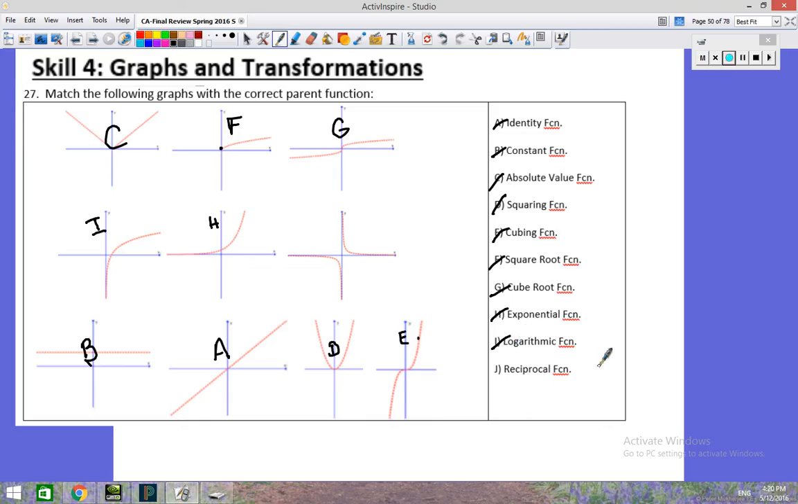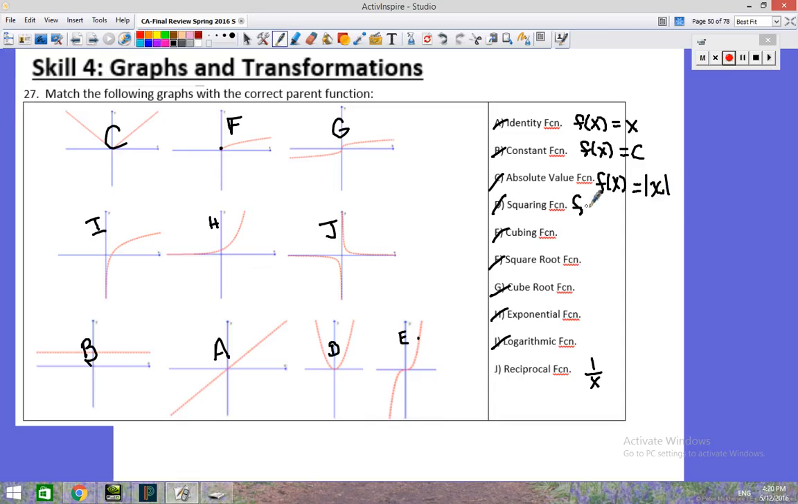The reciprocal, 1 over x, it's undefined at 0. It has a domain of all real numbers except 0. And I should probably go through the equations. The identity function, the equation would be f of x equals x. Constant function, f of x is equal to some constant, call it c. Absolute value function, you know the symbols for absolute value.